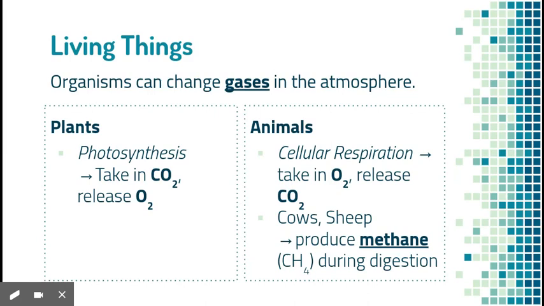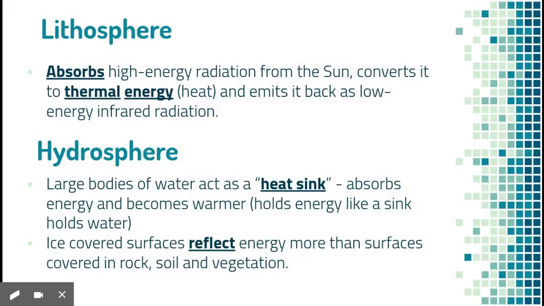They emit gases into the atmosphere. So photosynthesis brings in CO2 and releases oxygen. Cellular respiration, which is done by animals and plants, right? Photosynthesis is only done by plants. Cellular respiration is done by animals and plants, and animals breathe oxygen and emit CO2. Okay? And then you have livestock, like cows and sheep, that produce methane gas during digestion. Okay? And that is also sent into the atmosphere.